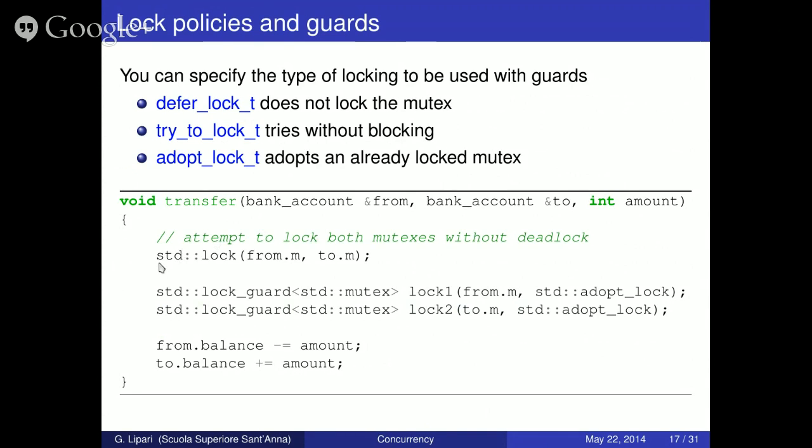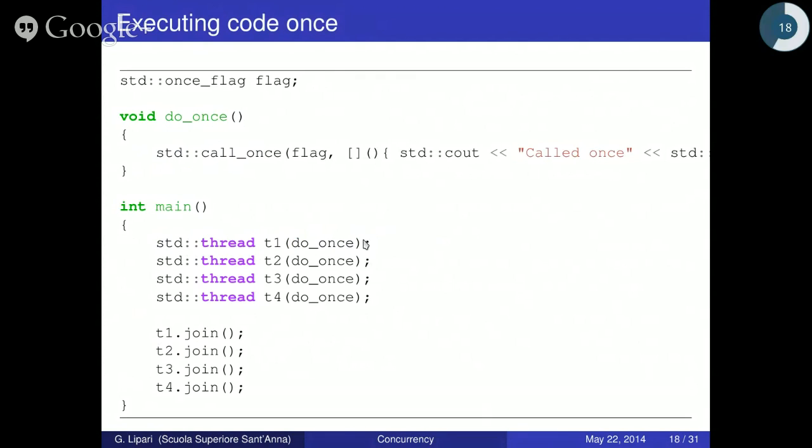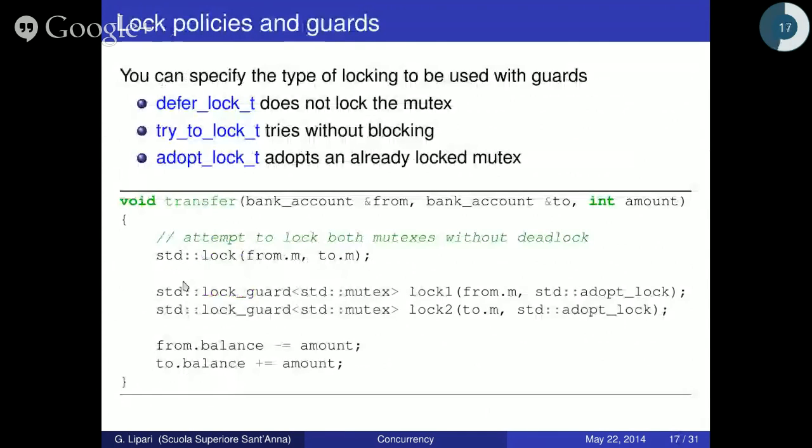So basically, you can lock both mutexes at the same time here, and then adopt the two mutexes with these two objects. If this is successful, and it is because they are both locked, then you can execute your code, and when the function finishes, these two will be released and will unlock the mutexes. So you combine the global lock with multiple mutexes with guards, which are very useful because they allow us to automatically release when we go out of the function.